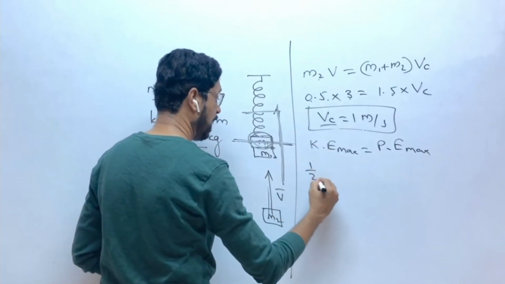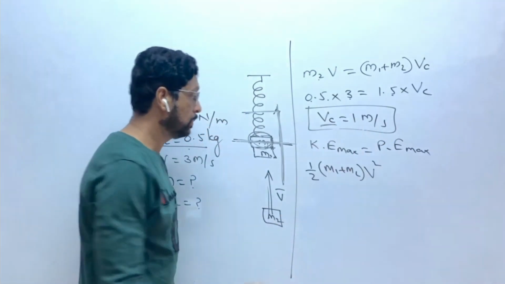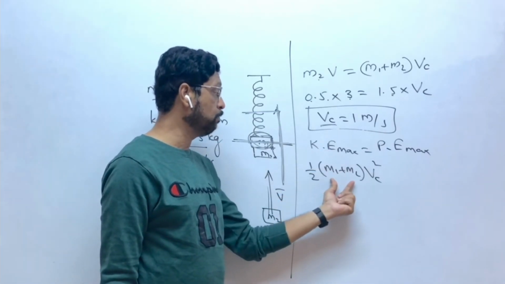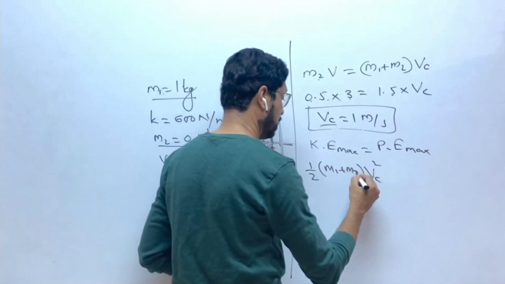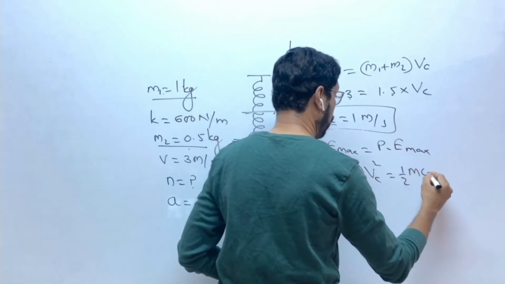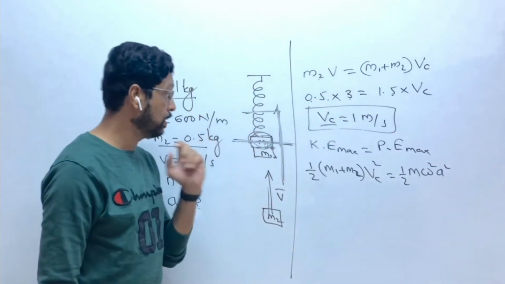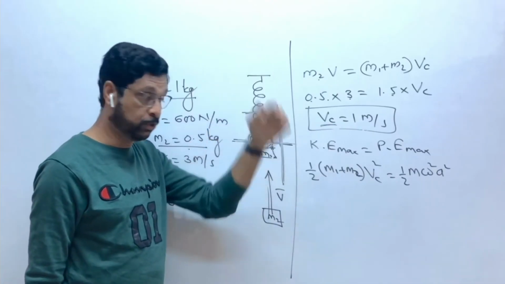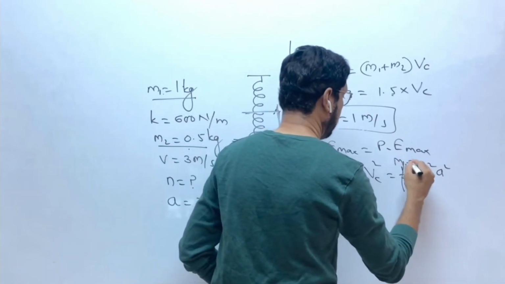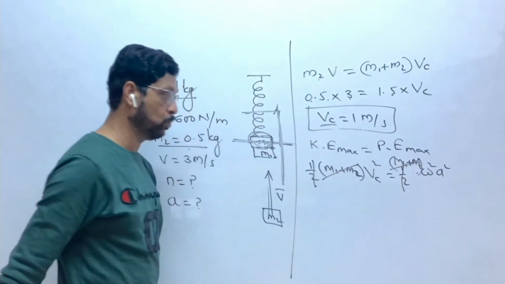KE max is half (M1 plus M2) V square, that is Vc square, the velocity of the combination. So KE max is half (M1 plus M2) Vc square, and that gets converted into potential energy, which is half M omega square X square. X will be now A because here the displacement is maximum amplitude. So this half gets cancelled, and obviously this M is M1 plus M2. So this M1 plus M2, M1 plus M2 gets cancelled.